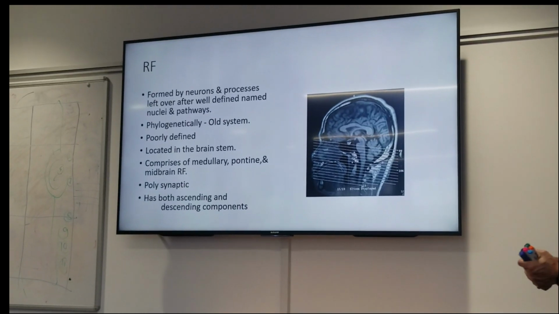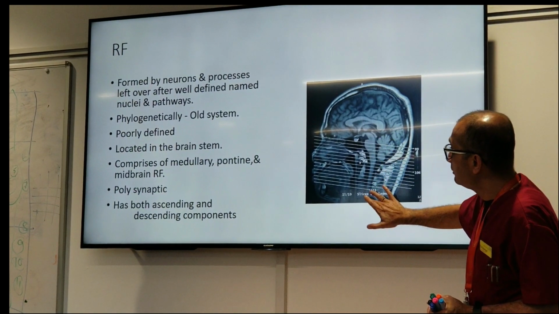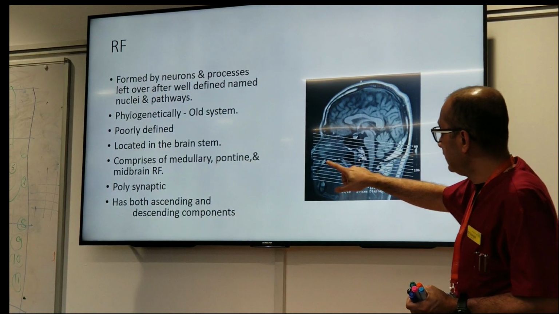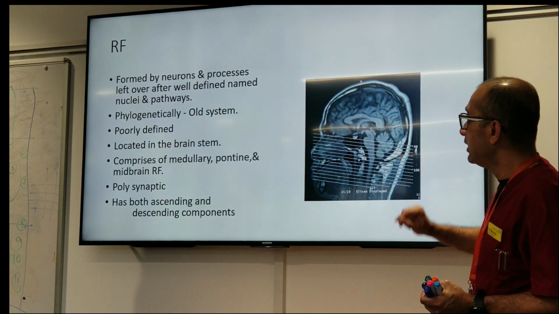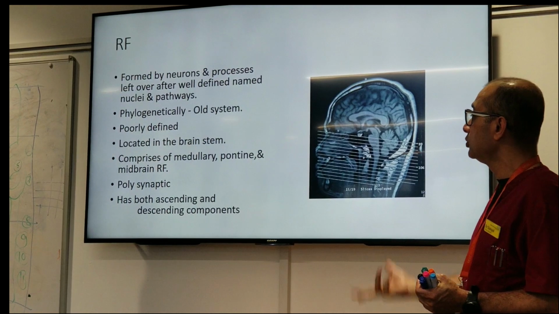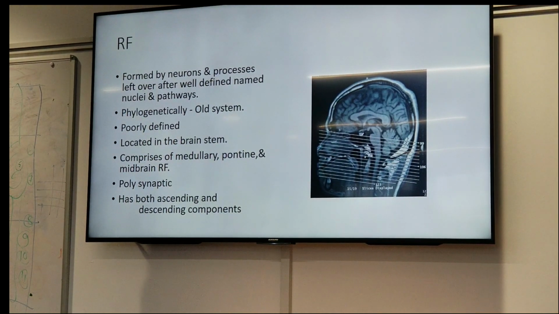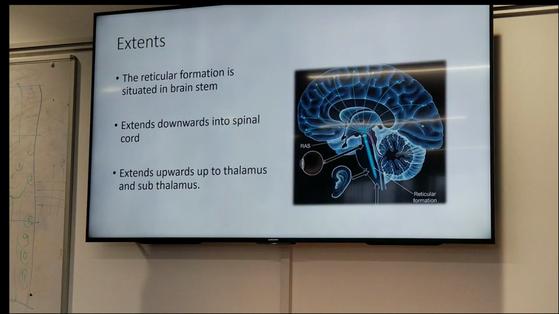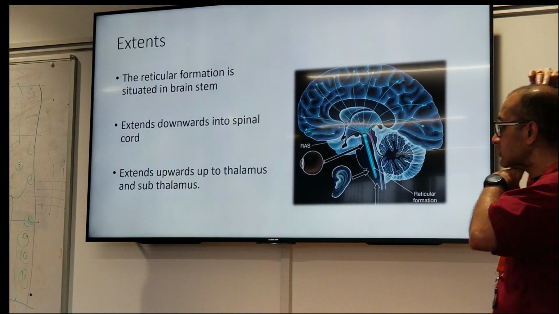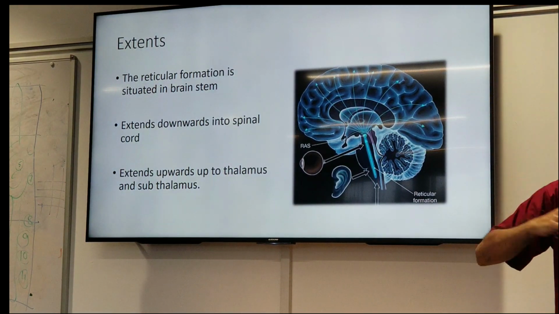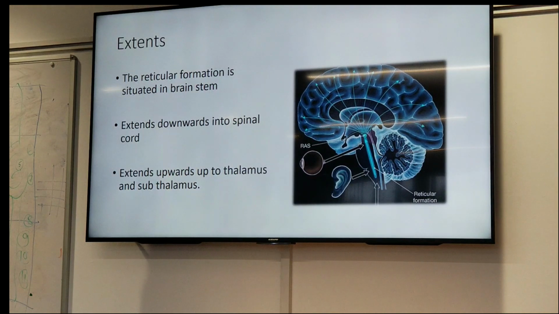They are a phylogenetically old system in the central part, comprising medullary, pontine and midbrain portions. They are polysynaptic and have both ascending and descending components. It extends up into the spinal cord and also up to the thalamus. So that's the extent throughout the brainstem, up to the spinal cord as well as up to the thalamus.